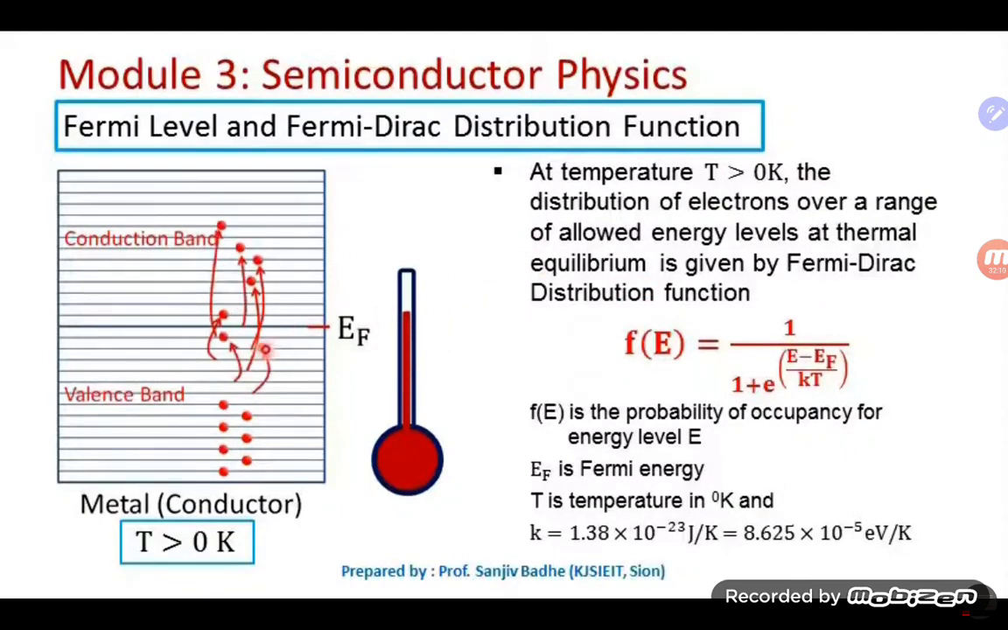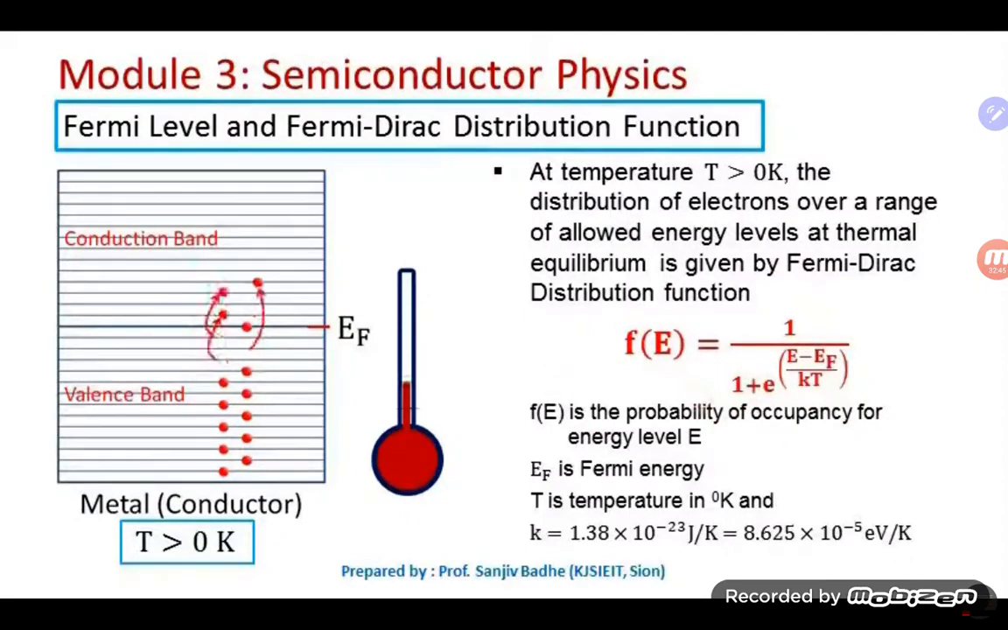For calculating the probability of occupancy for a given energy level, Fermi and Dirac have written the Fermi-Dirac distribution function, which is written as f of E equals 1 upon 1 plus e raised to (E minus EF) upon kT, where f of E is the probability of occupancy for the given energy level E, EF is the Fermi energy, k is the Boltzmann constant, and T is the temperature at which we are calculating the probability of occupancy for the given energy level.